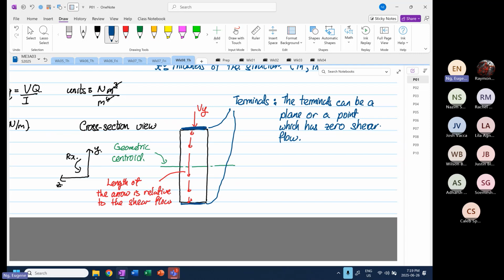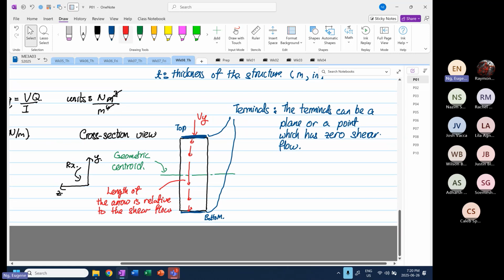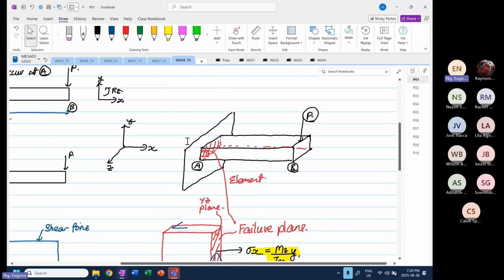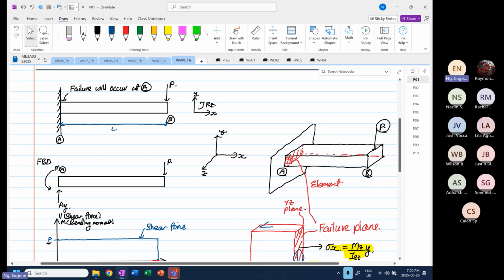So at the top, you're going to have zero shear flow. And at the bottom, you're also going to have what? Zero shear flow. That is one thing that is very interesting. The top and the bottom are known as the terminus. We have zero shear flow. Now, coming back to what we are looking at, I'm going to take this whole diagram, or I just need the 2D diagram.